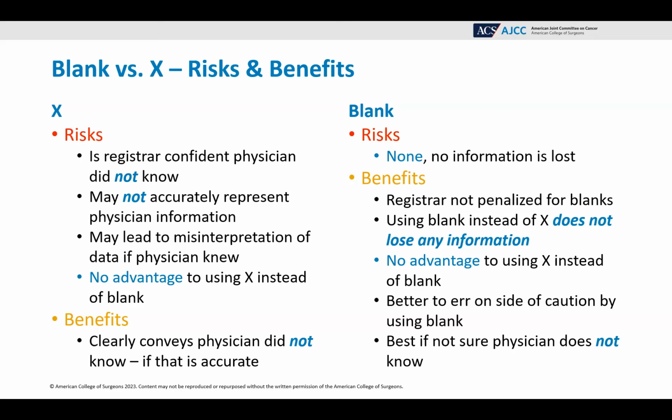Now let's look at blank. We see a total flip-flop on risk versus benefits. There's only one risk, and that really is none. There is no risk. If you leave a data item blank, the T or the X, T or the N blank, there is no risk. No information is lost at all.